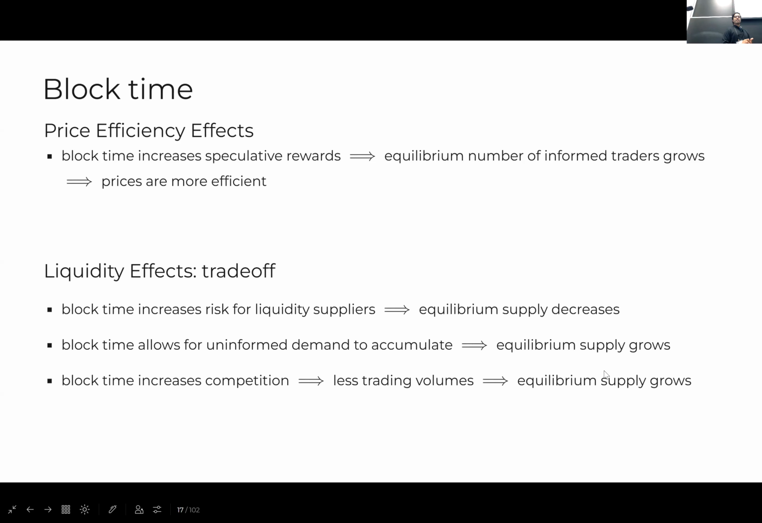It also has an effect on liquidity, but here there's a trade-off. As block time gets longer, there is a defensive mechanism by liquidity providers who want to protect themselves, so they reduce liquidity. But there is another effect: as block time gets longer, it gives more time for uninformed liquidity demand to aggregate and accumulate. This has the opposite effect of adding liquidity, because liquidity providers want to make money from this lucrative uninformed demand.